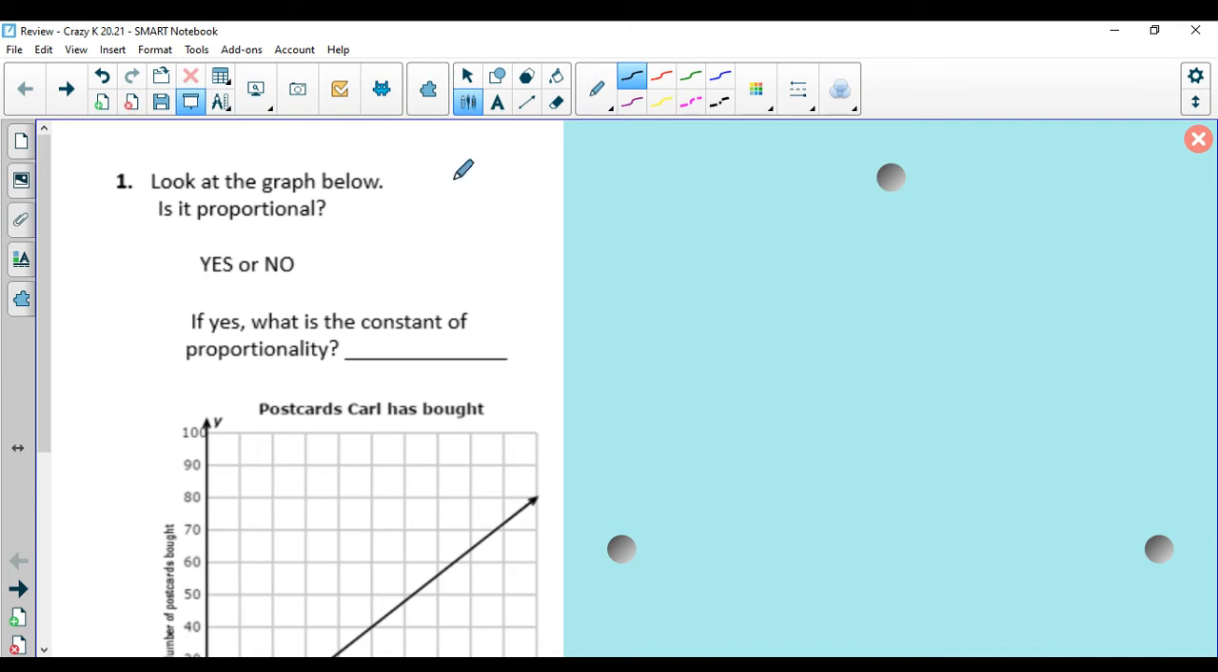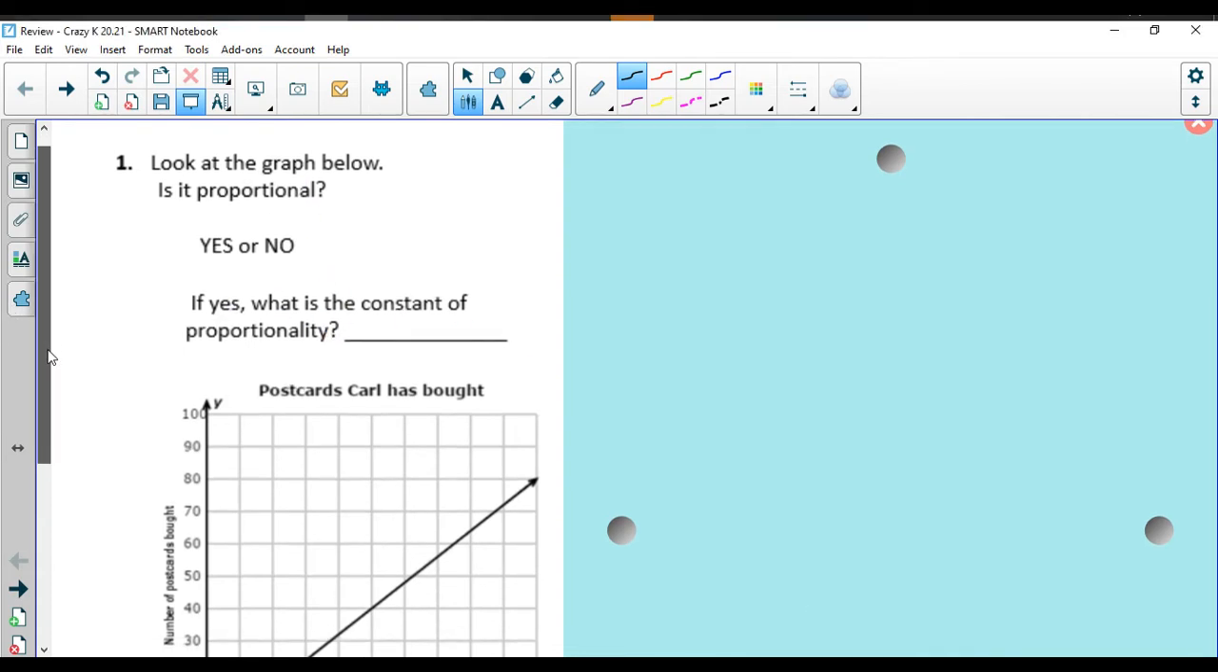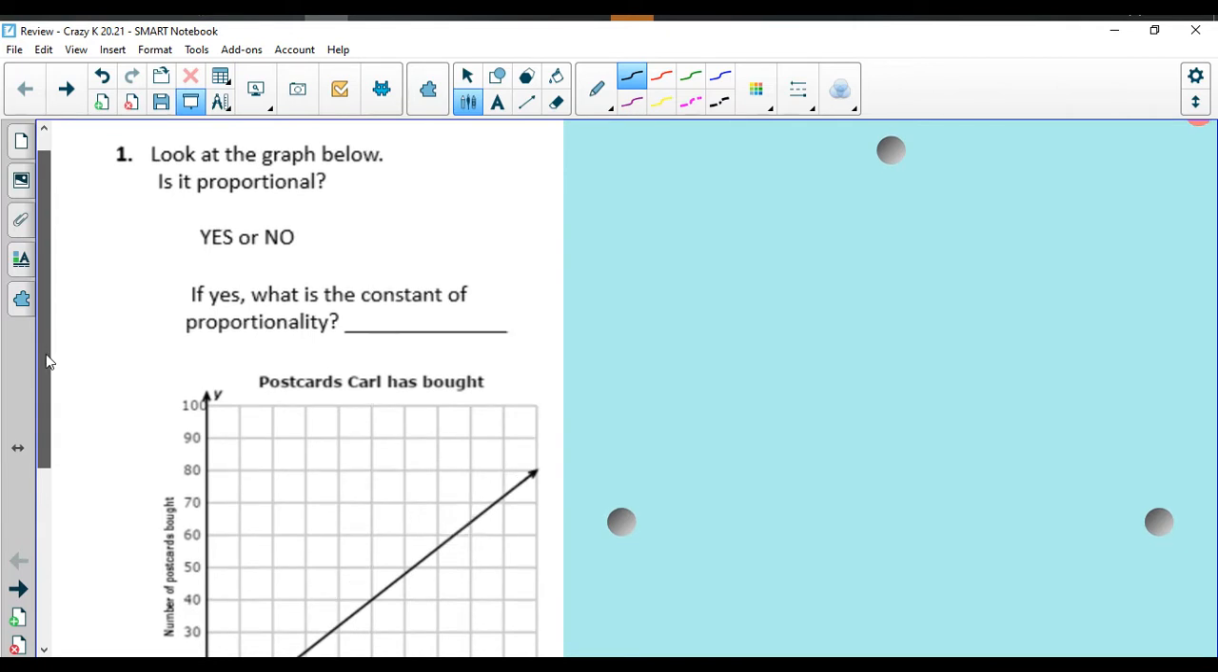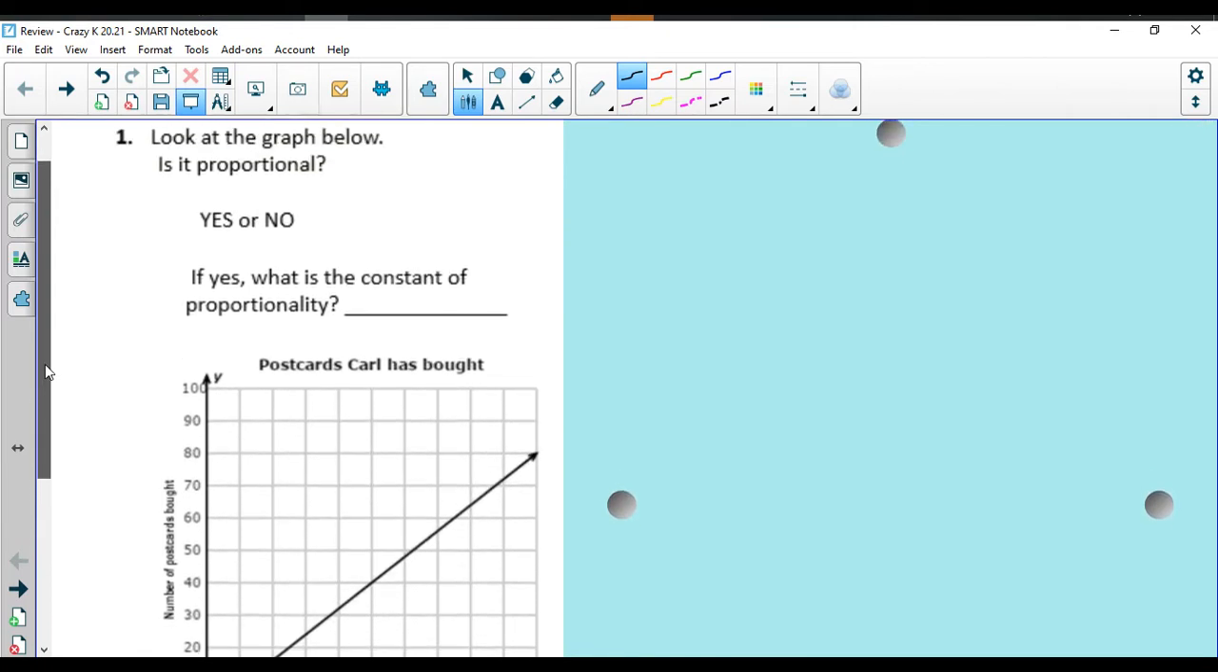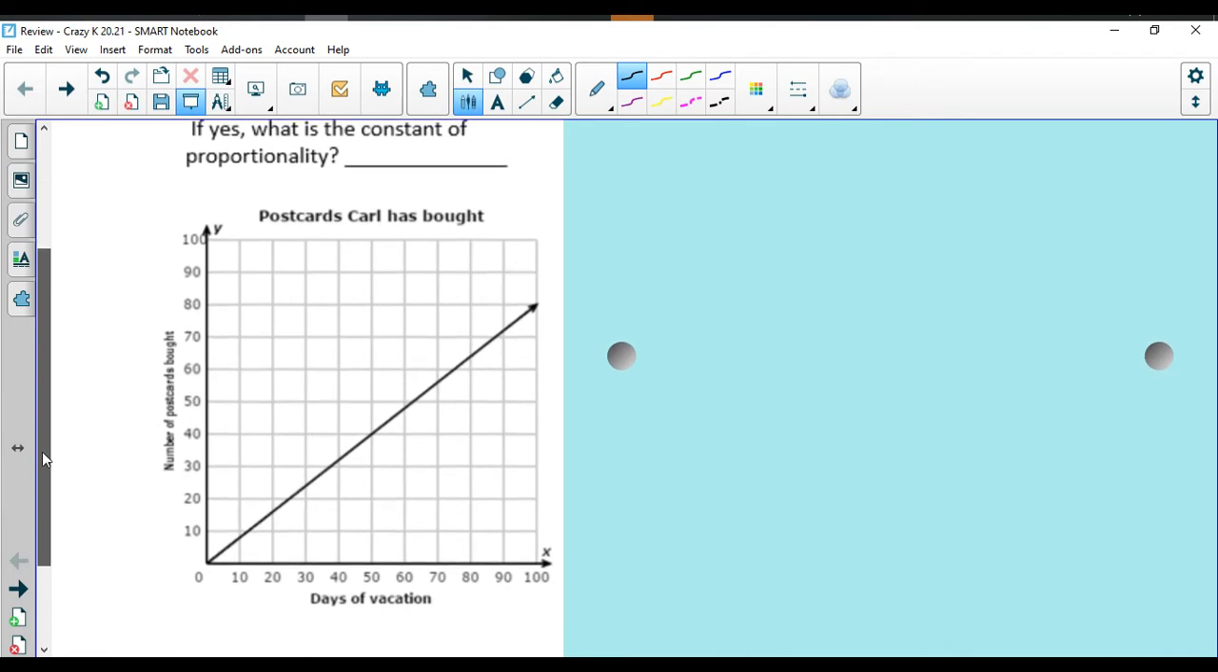All right, this is our review on Crazy K for this round. So what you're going to do is I'll show you the question on here, and then you are going to answer it on the Edpuzzle. So for the first one, we're going to look at the graph below. Is it proportional, yes or no? If yes, what is the constant of proportionality?